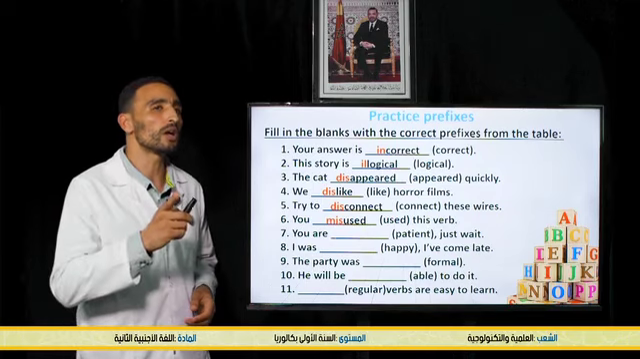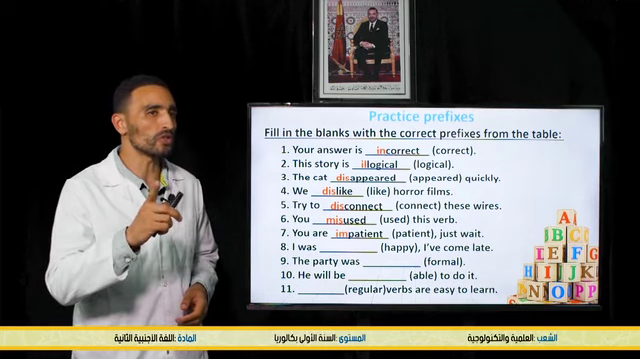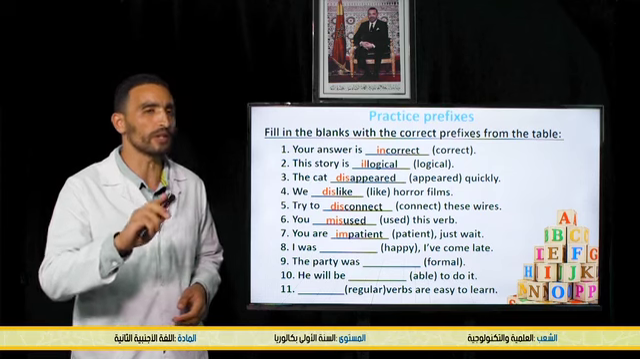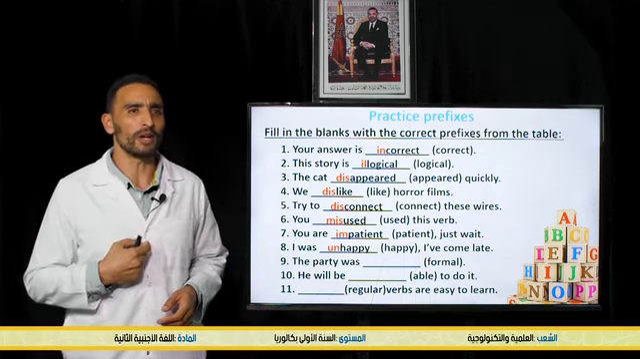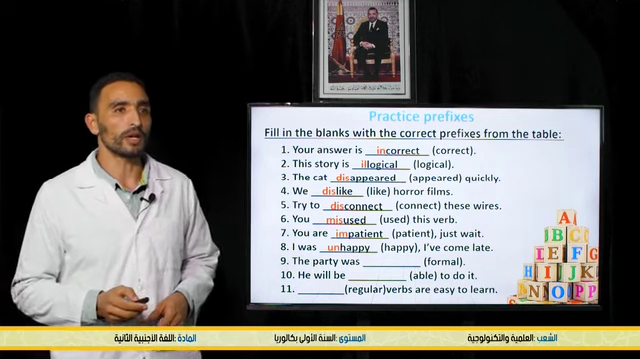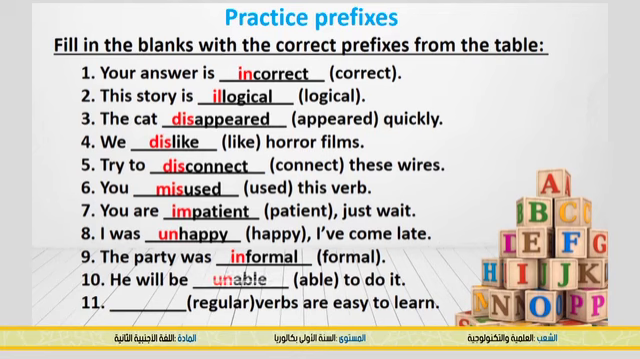Number 7, you are impatient. Just wait. Number 8, I was unhappy. I have come late. Number 9, the party was informal. Number 10, he will be unable to do it. And number 11, the opposite of regular is irregular. So irregular verbs are easy to learn.